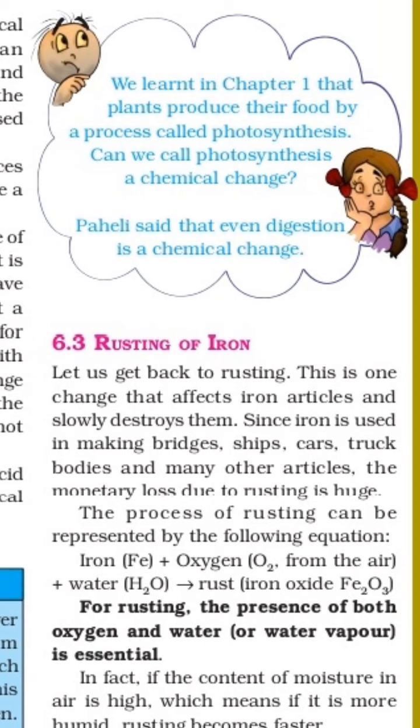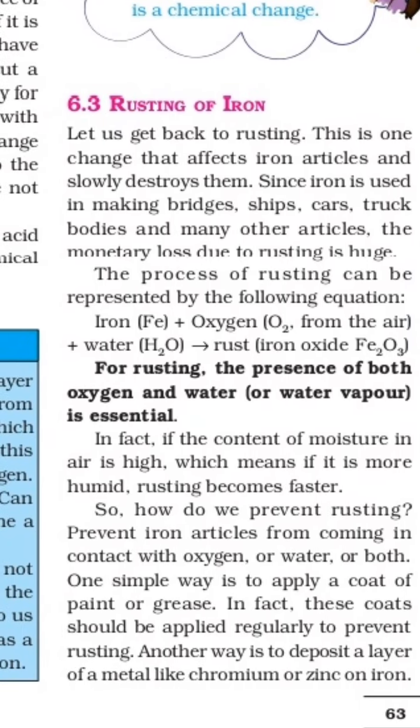The change in which a new substance is formed is called a chemical change. Here two new substances are formed, oxygen and food material like starch and carbohydrates. That's why it is called a chemical change. Now our next point, rusting of iron.